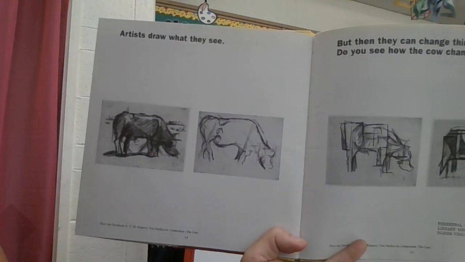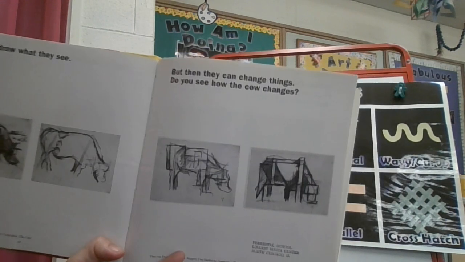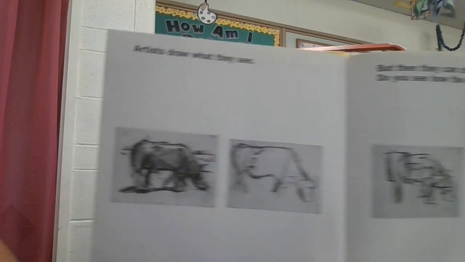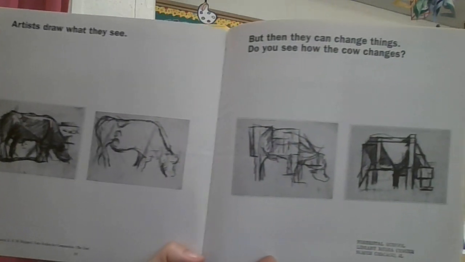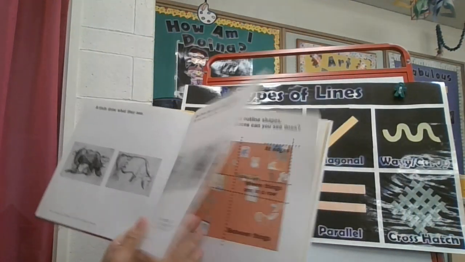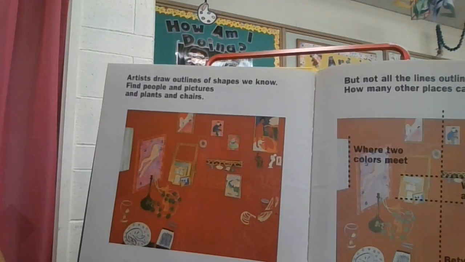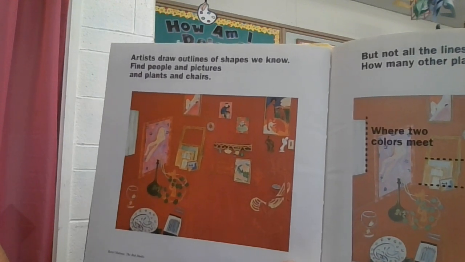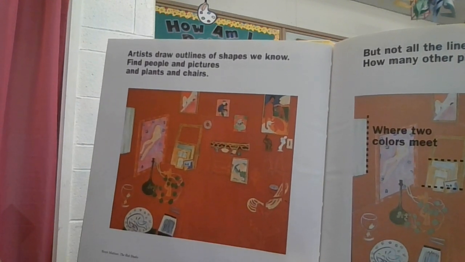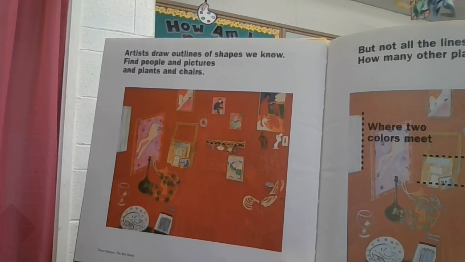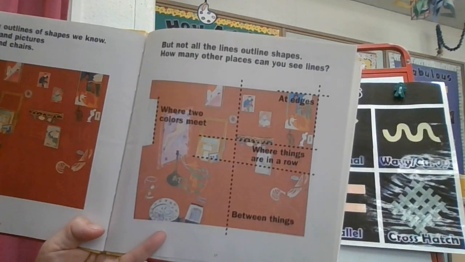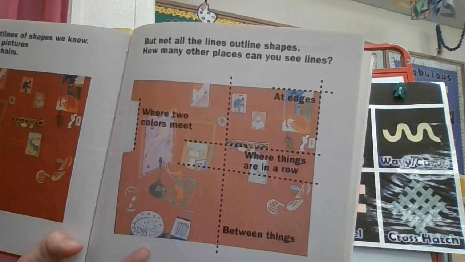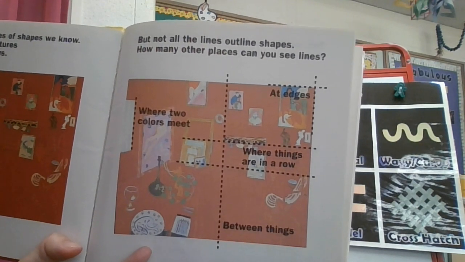Artists draw what they see, but then they can change things. Do you see how the cow changes? Artists draw outlines of shapes. We know. Find people in the pictures, and plants, and chairs. But not all the lines outline shapes. How many other places can you see lines?